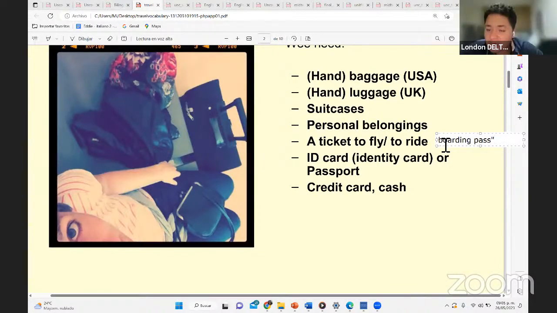Recuerden que no es lo mismo, ¿no? Your reservation, your booking, tu reservación. O booking. Booking es lo mismo que reservación. No es lo mismo que el pase de abordar, right? So you need to go to... Where can I get my boarding pass at the airport? ¿Dónde puedo obtener mi pase de abordar en el aeropuerto?